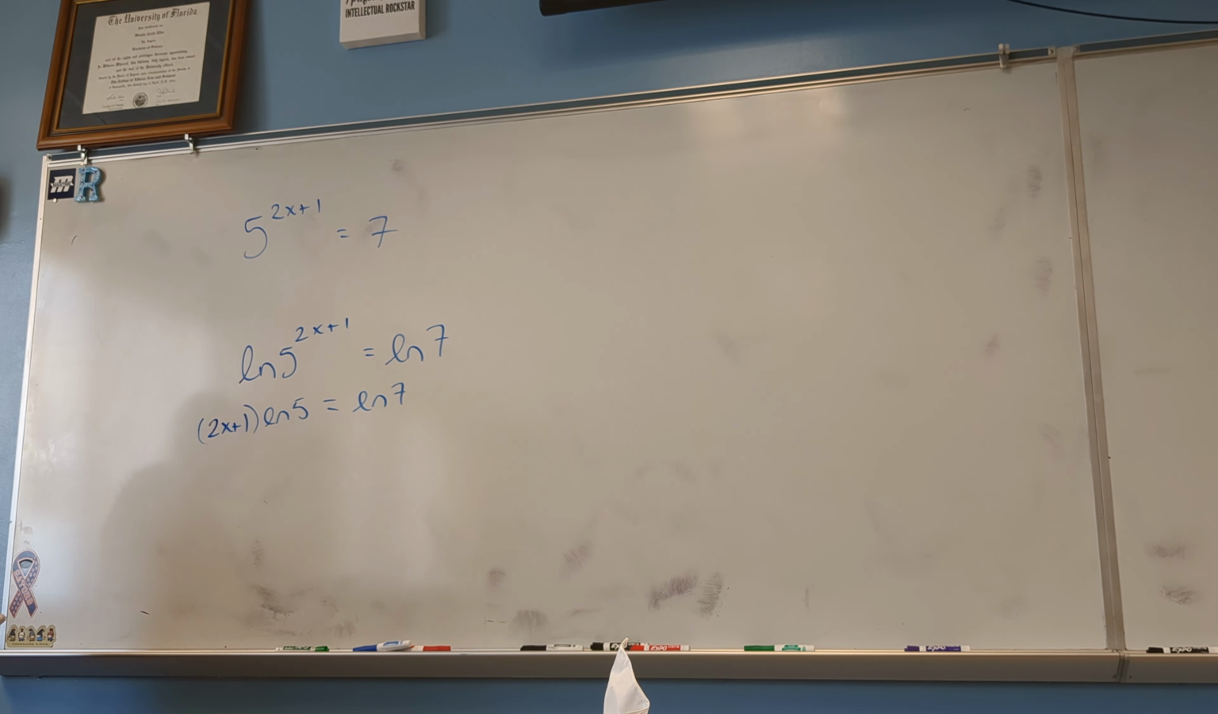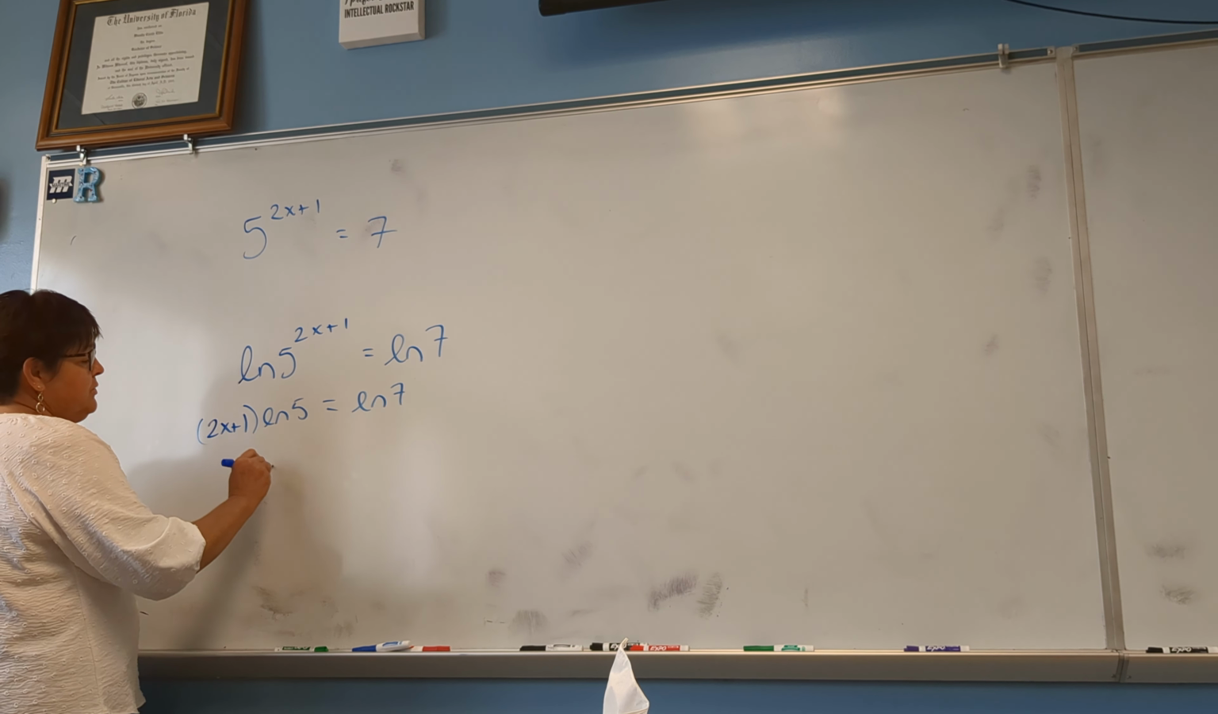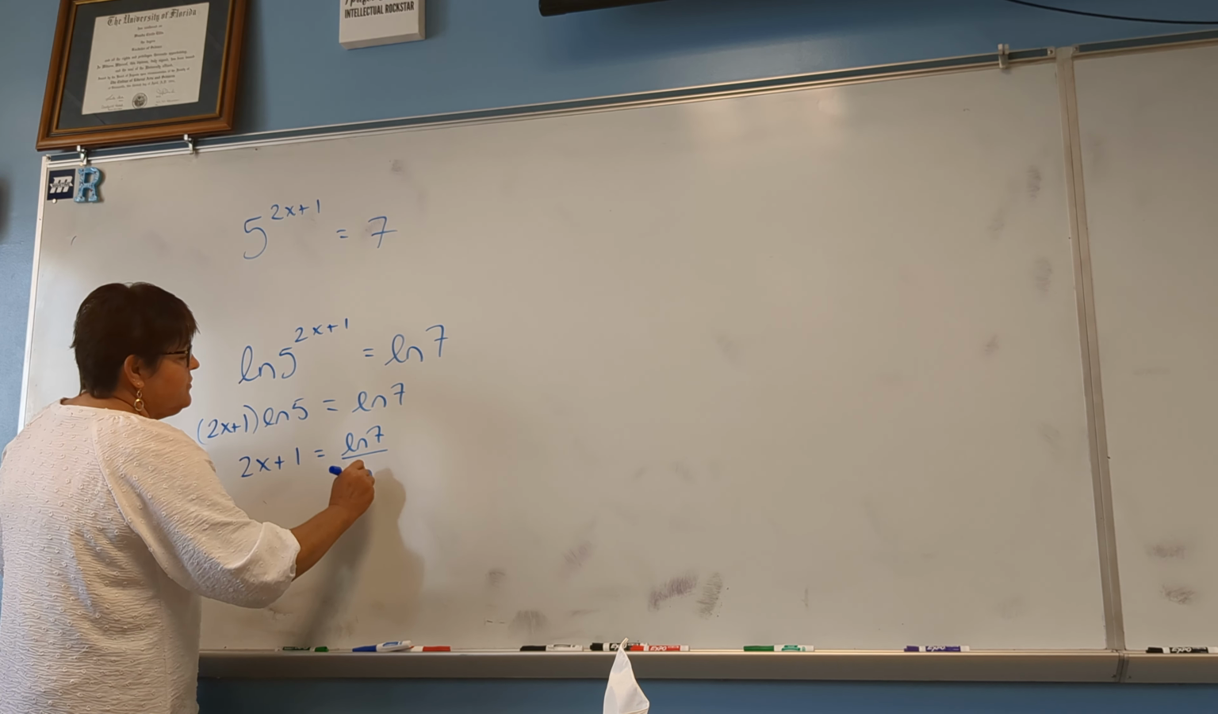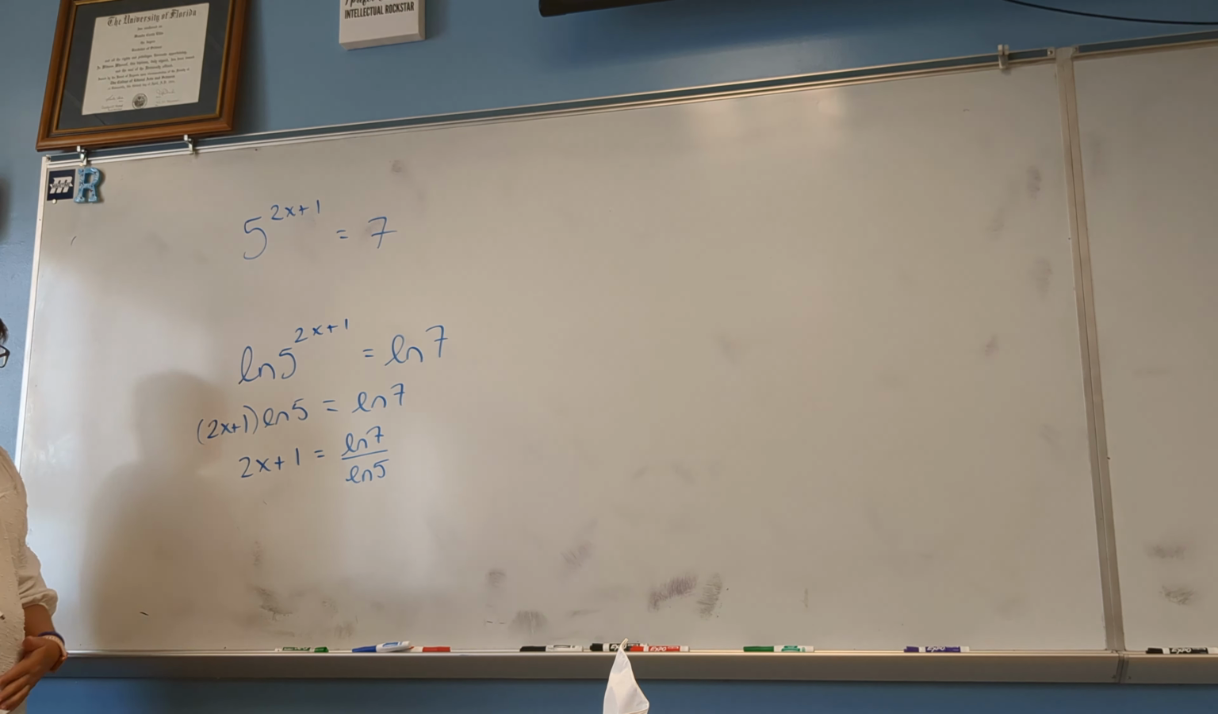Now, ultimately, my goal is to solve for x. So literally, I'm going to try to get x alone. Well, what should I do first? Divide by ln of 5? I would as well. So I would have 2x plus 1 equals the natural log of 7 divided by the natural log of 5. Super cool.